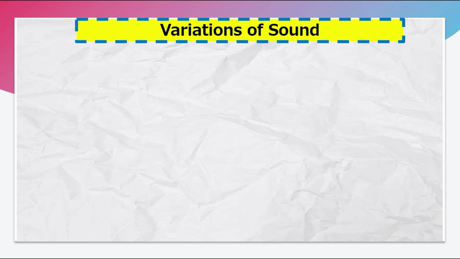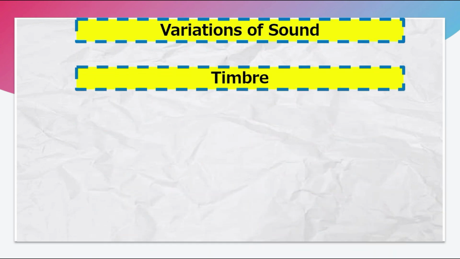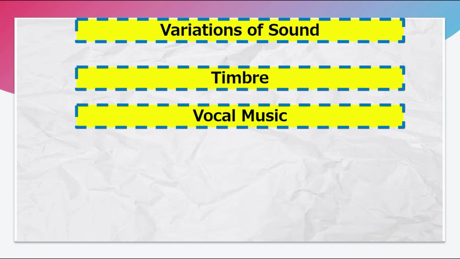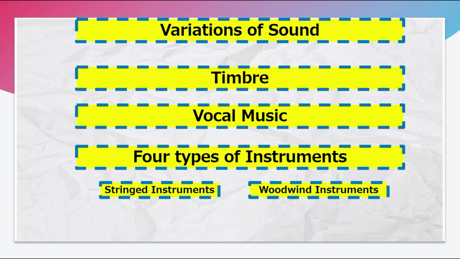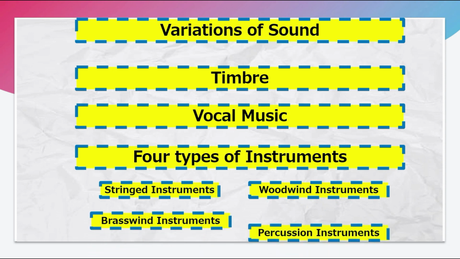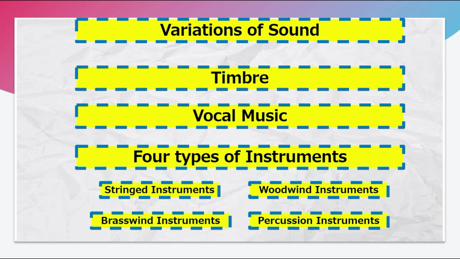So that's it. As a review, we have learned today about the variations of sound. First, we have learned about the definition of timbre. Second, the vocal music. And then last, the four types of instruments. First, we have the string instruments. Second, the woodwind instruments. Third, the brass wind instruments. And the last is the percussion instruments.